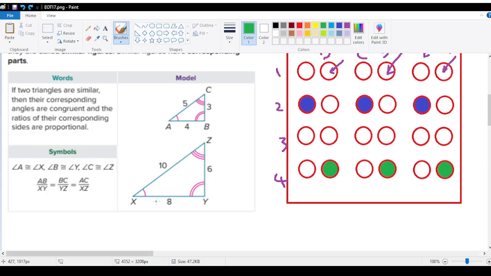X. That's correct. B, Y. And Z. No, I give you Z, you should give me C. Okay? Yeah, D. Now, how can you tell that these indeed are the corresponding parts?